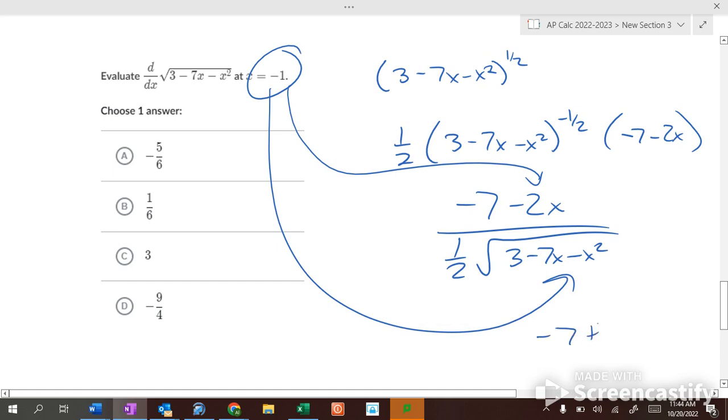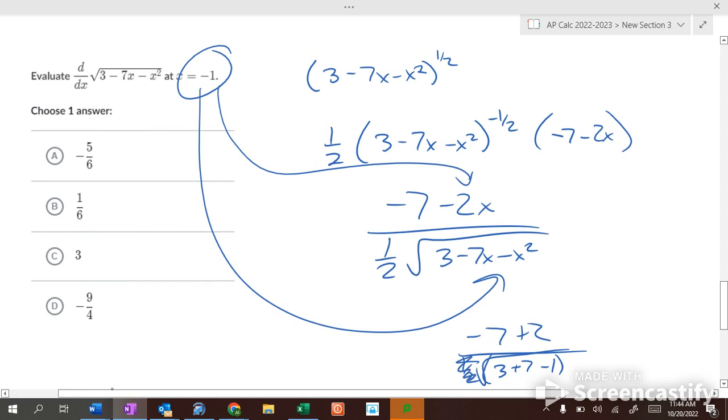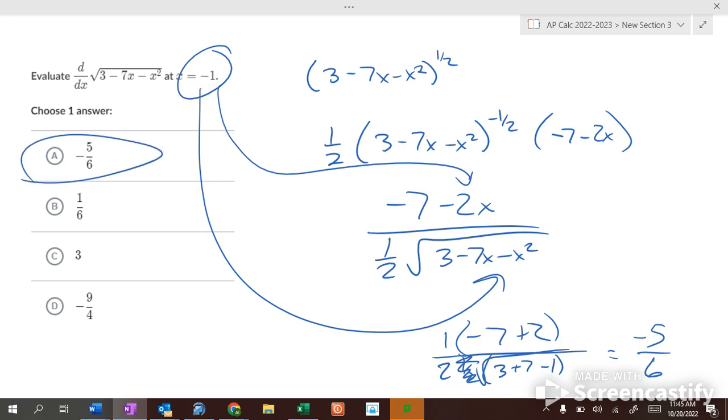So it's -7 plus 2 over 1/2 of the square root of 3 plus 7 minus 1. What's 3 plus 7? Minus 1 is? Square root of 9 is? 3. It's 1/2 times that, so it's 1 over 2 times 3, which is 6 on the bottom. 1 times -5 is -5 on top. It's -5/6. Okay? All right.